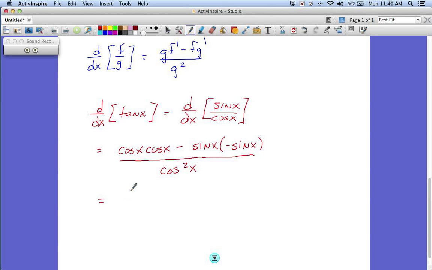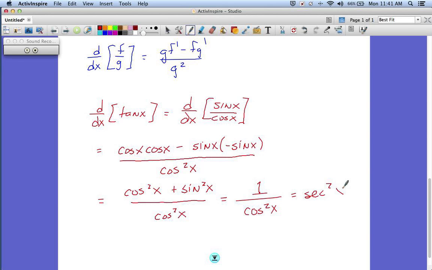So a little bit of algebra here. We get cosine squared plus sine squared. That appears familiar to me. I remember from my math analysis in trig class last year that cosine squared plus sine squared is a Pythagorean identity. That's equal to 1. 1 over cosine squared is the same as secant squared of x, and there is the derivative of the tangent.